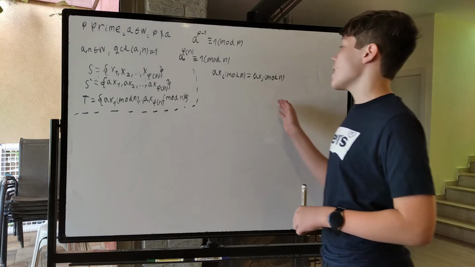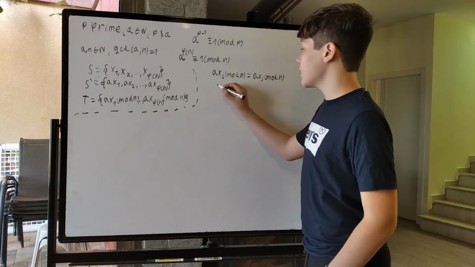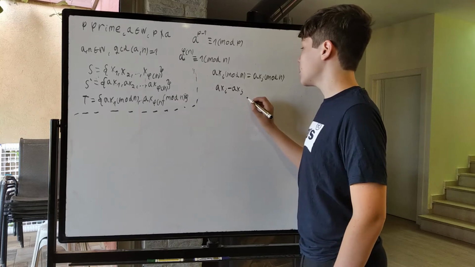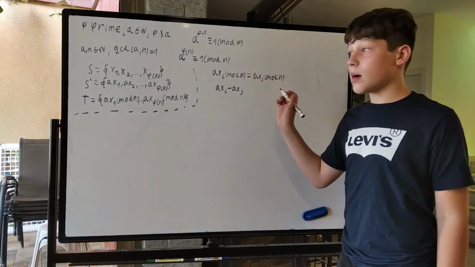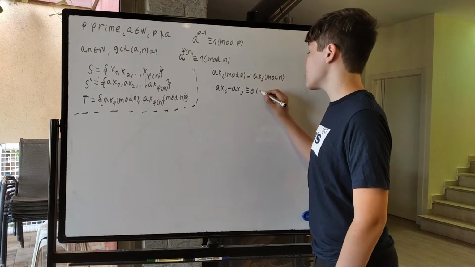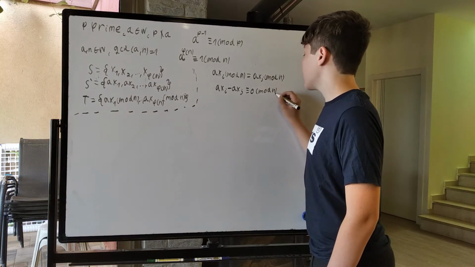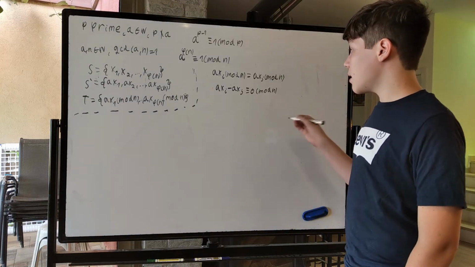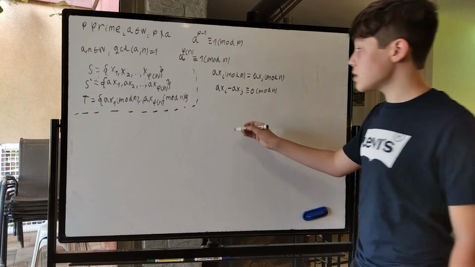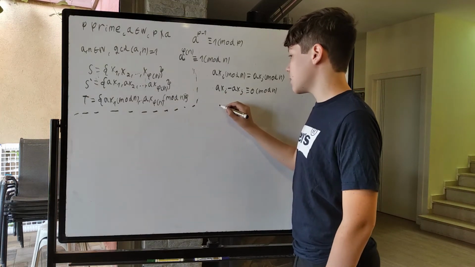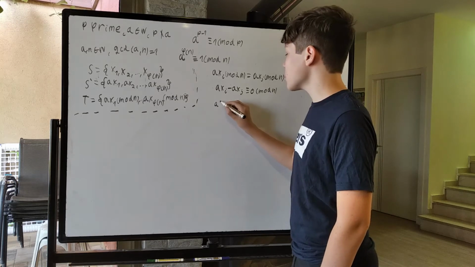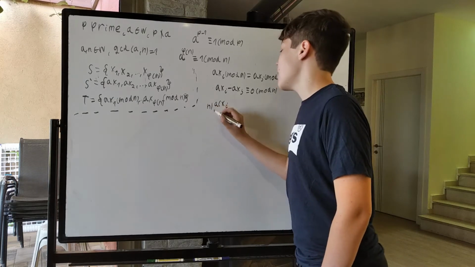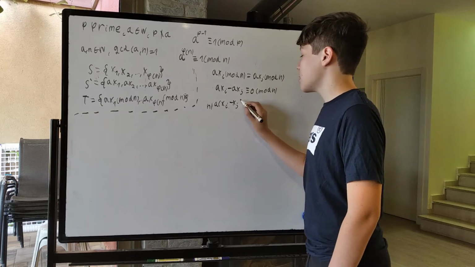that if we subtract a x_j, that will give us a x_i minus a x_j. Well, if those are the same mod n, that means that this will be congruent to 0 mod n. Basically, n divides this. And so we can take a out of this subtraction, and we'll get that n divides a times (x_i minus x_j).